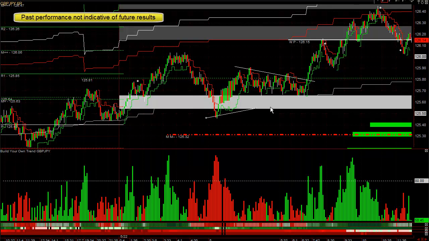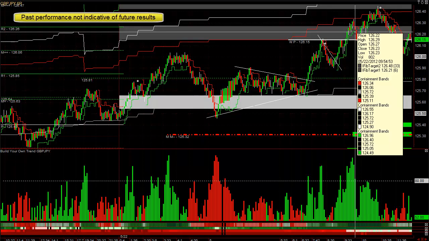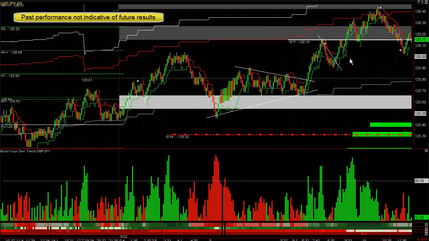You also have a nice little pattern right here, which you should be able to spot visually without drawing the lines after a while. You buy this breakout here, that shoots up about 15 pips. Then you got this nice little pullback trade right here, where you get in around 126, and our trailing stop has you out at 22. So 22 pip move.